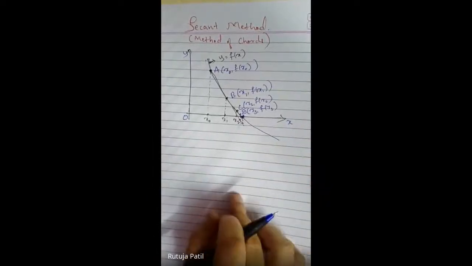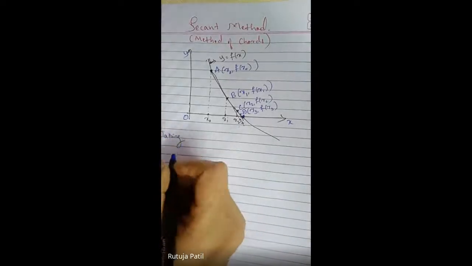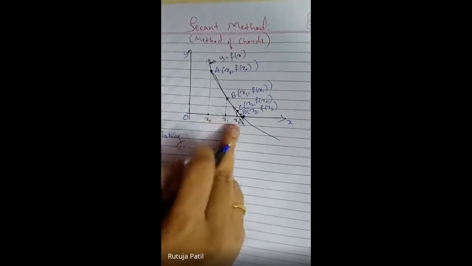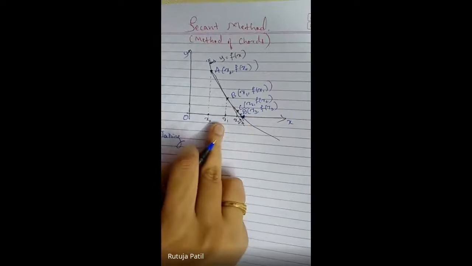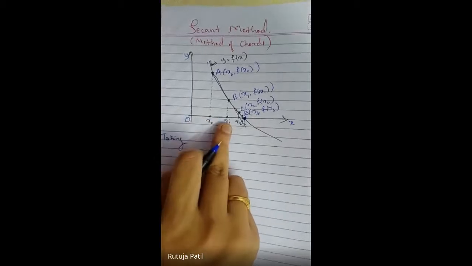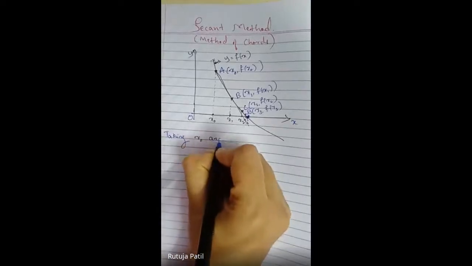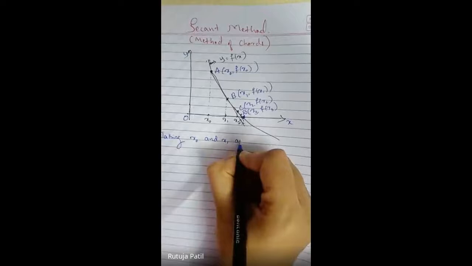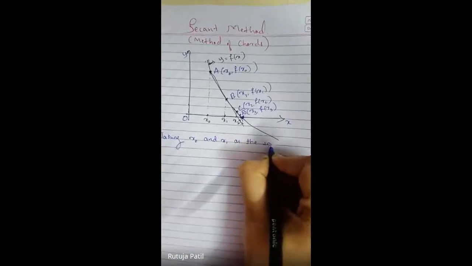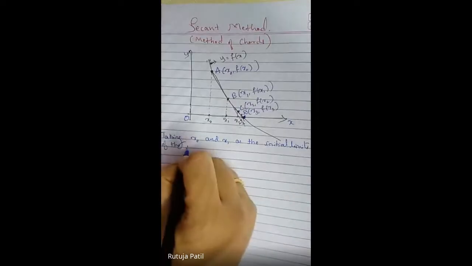Now let me derive the equation for this method. First, we are going to take these two values, x naught and x1, as the initial limits of the interval. In the previous methods we had considered a and b values, right? Like that, let x naught and x1 be the initial values, or we can say initial limits of the interval.